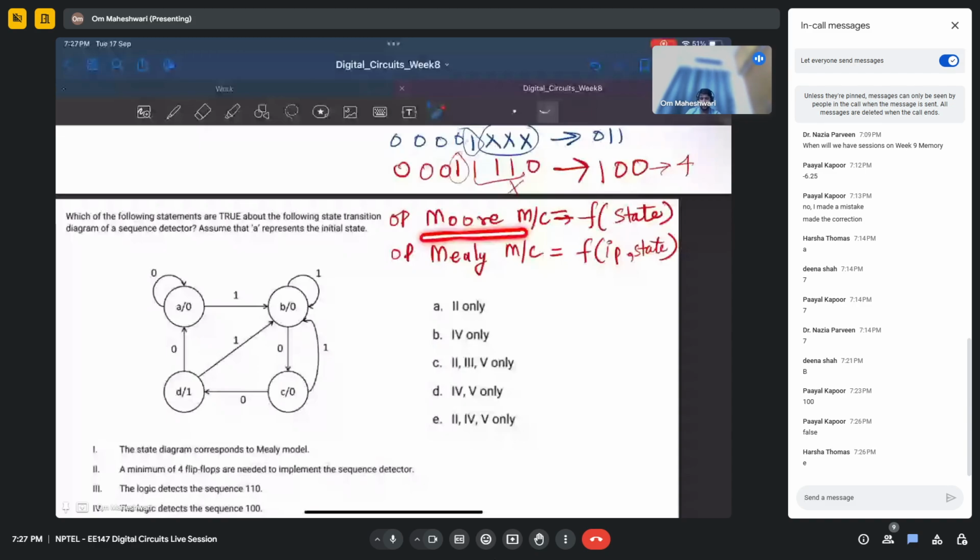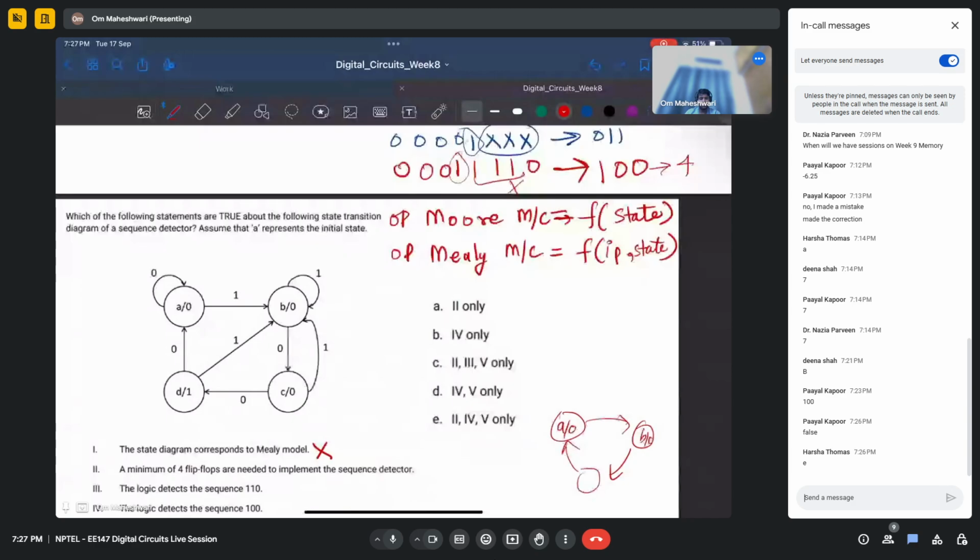So first is incorrect. This is a Moore machine. So how would a Mealy machine look like? In a Moore machine, you always write it like, let's say these are 3 states, some transitions are there. You write, let's say A by 0, B by 0, something like this.